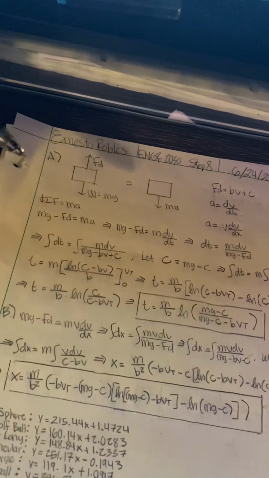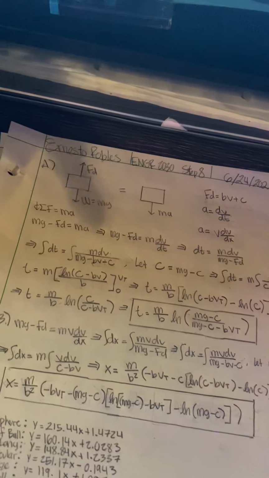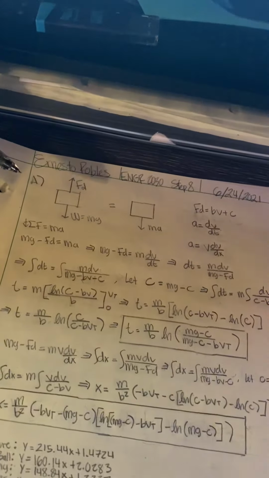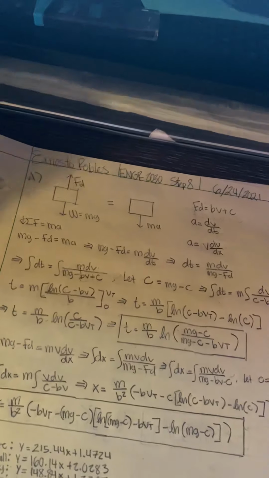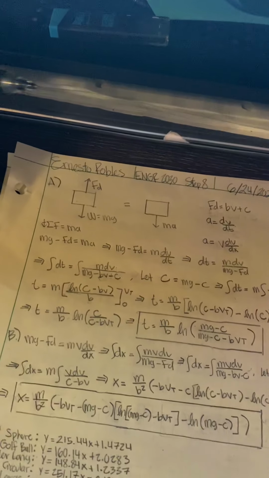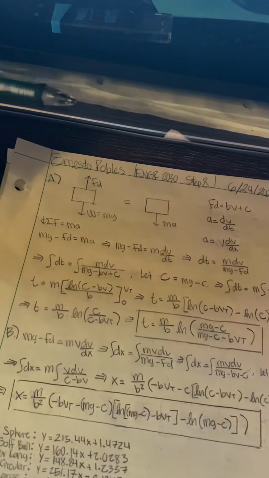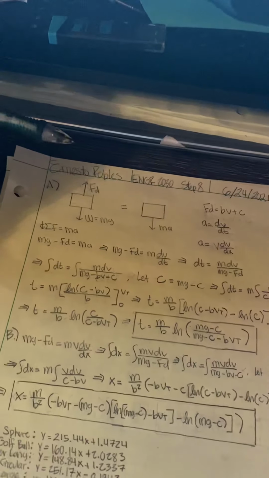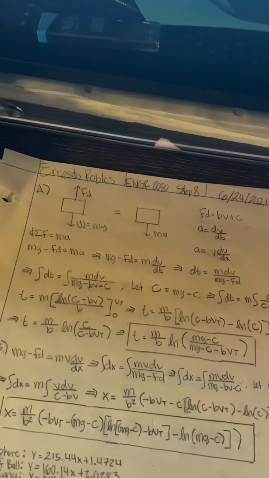All right, so this right here is step 8 for the project that we're doing in class. The first part of step 8 talks about if the objects were dropped from a significant height. It wants us to create and solve an integral equation to determine the time needed to reach terminal velocity and also the distance needed to reach terminal velocity.